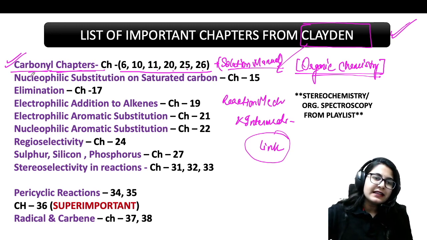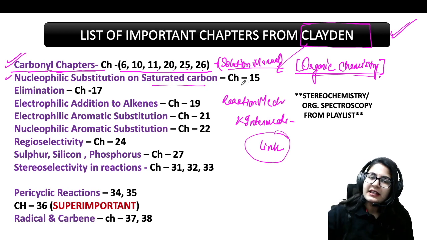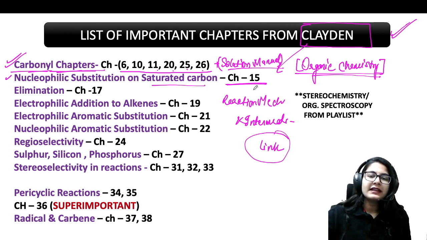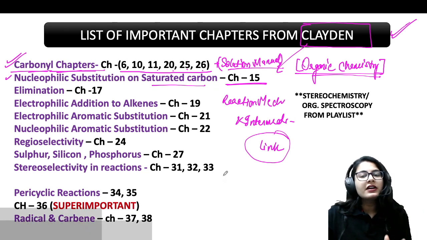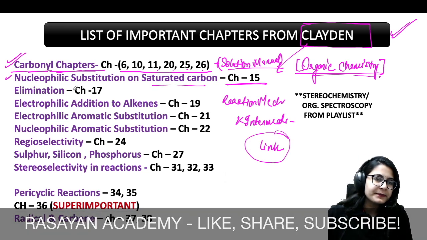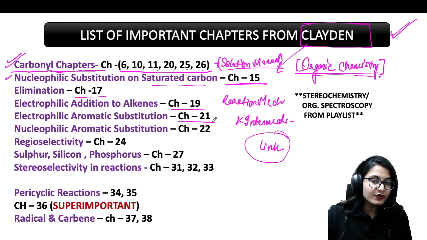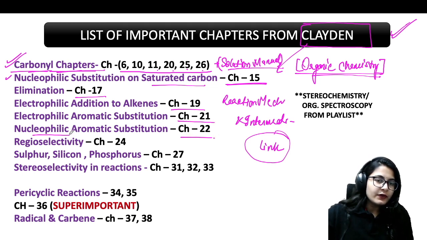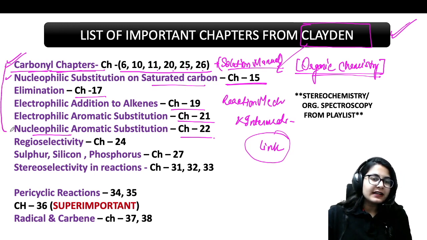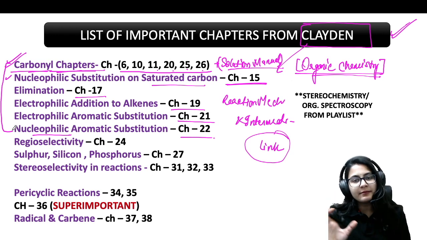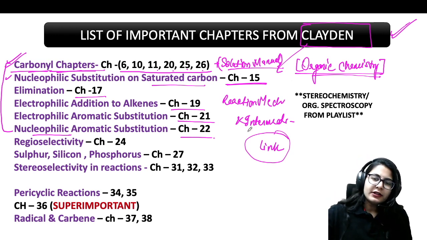Okay, so next is nucleophilic substitution on saturated carbon. That is your simple SN1 and SN2 reaction, chapter number 15. Once again, for all the chapters I'm mentioning, the solution manuals are super important. Elimination, chapter 17. Electrophilic addition to alkenes, chapter 19. Electrophilic aromatic substitution, 21. Nucleophilic aromatic substitution, 22. Now, these are all the chapters that are included in the reaction mechanism part, and a little bit of intermediates like benzyne over here.